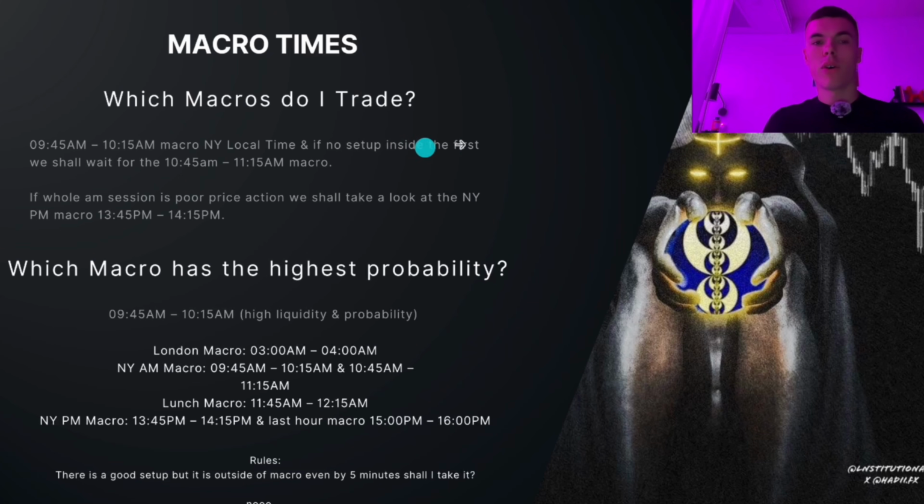Okay, so I thought I'd include another slide before we dive into this backtesting session, discussing macro times, giving you a little extra knowledge on the three to four specific macro times that I personally trade. The first macro that I specifically trade is actually the most high probability macro, which is the 9:45 a.m. to 10:15 a.m. macro.